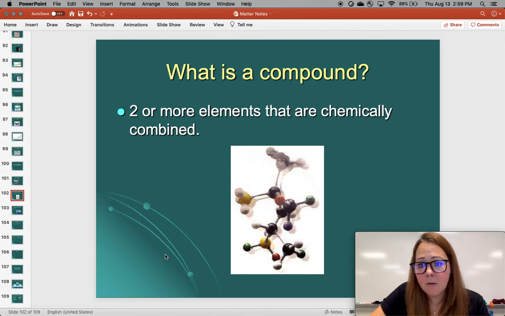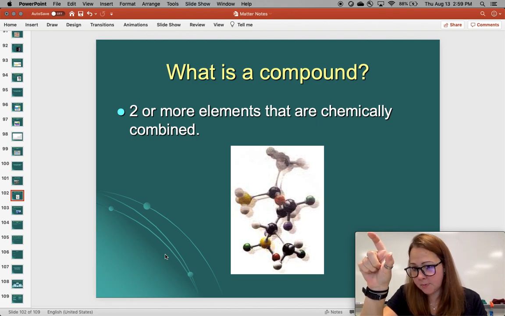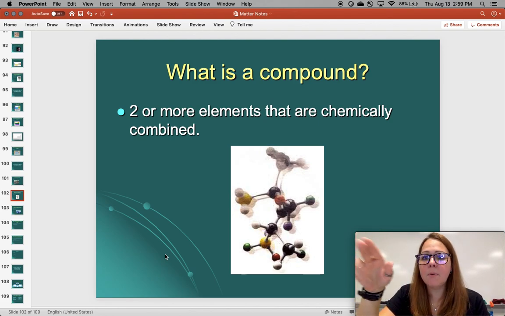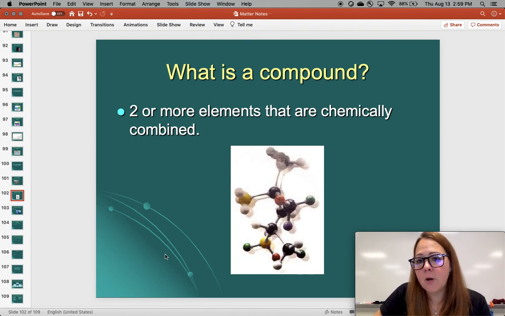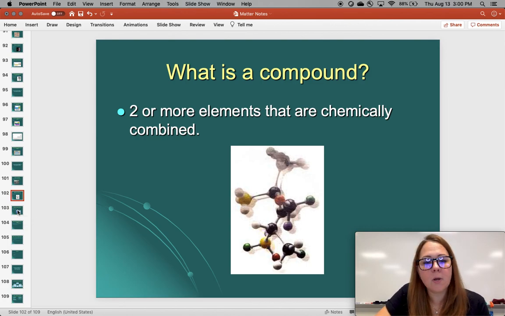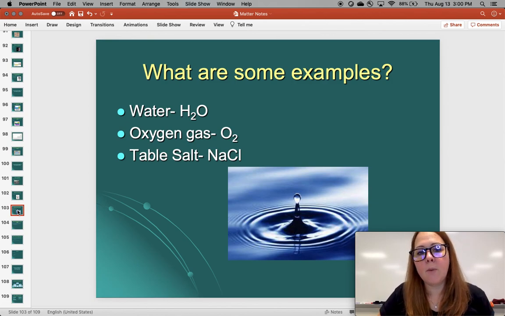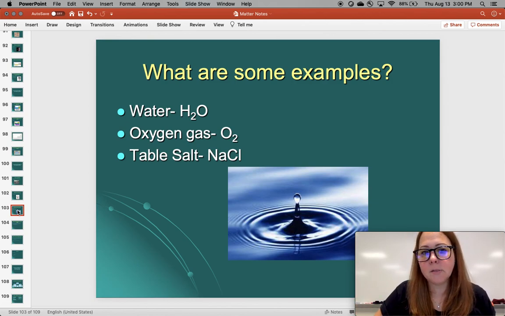Now, a compound is two or more elements chemically combined together. So we have pure substances, elements are one type, compounds are the other. For your compounds chemically combining together, you can break them apart only by going through a chemical reaction. So if you have H2O, that's water, that's a chemical compound because you can write a formula for it. But you cannot break apart H2O unless you go through a chemical reaction. So maybe we electrocute the water. When we electrocute the water, we're making hydrogen and we're making oxygen gas.